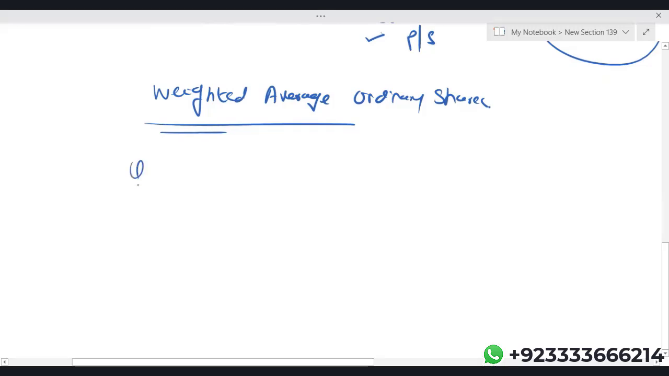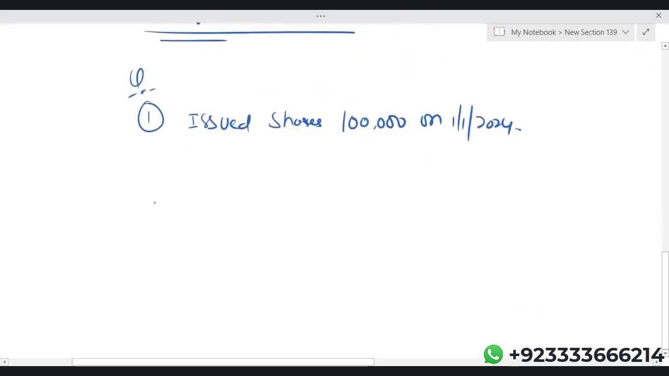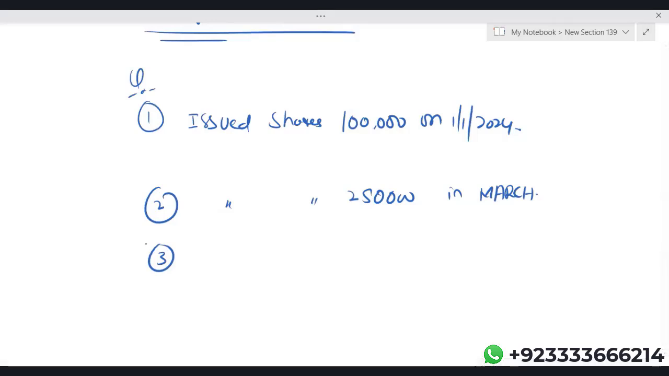For example, let's say we have issued 100,000 shares on 1/1/2024. Issued 250,000 shares in March. Nothing is mentioned, it is always end of the month. Repeat, if nothing is mentioned, assume it is always the end of the month. When we say in March, it is end of March.